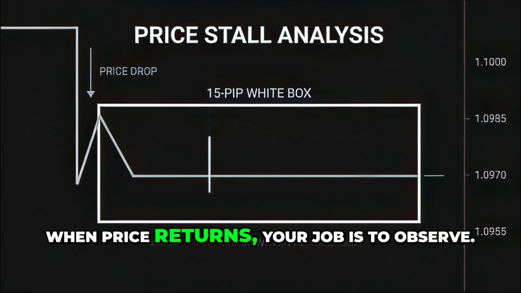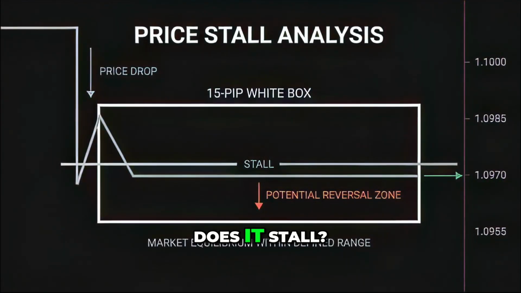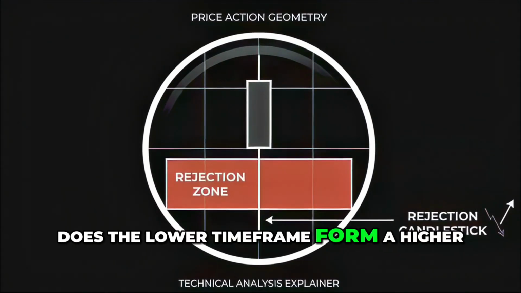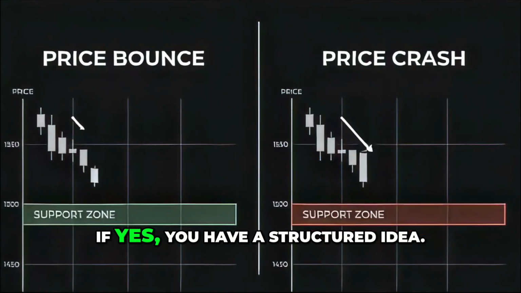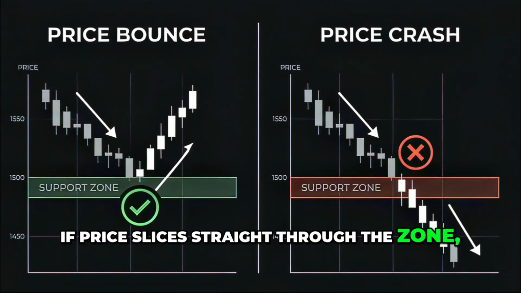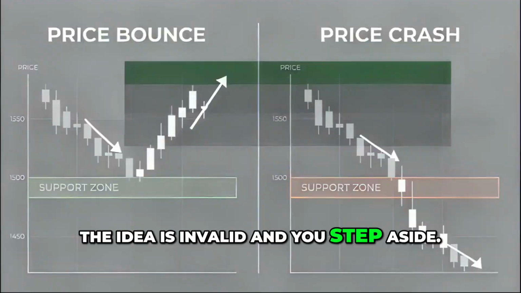When price returns, your job is to observe. Does it stall? Does it print a clear rejection candle? Does the lower time frame form a higher low? If yes, you have a structured idea. If price slices straight through the zone, the idea is invalid, and you step aside.